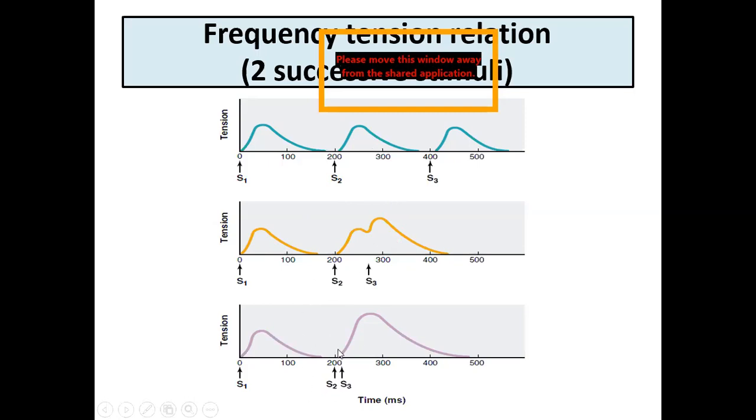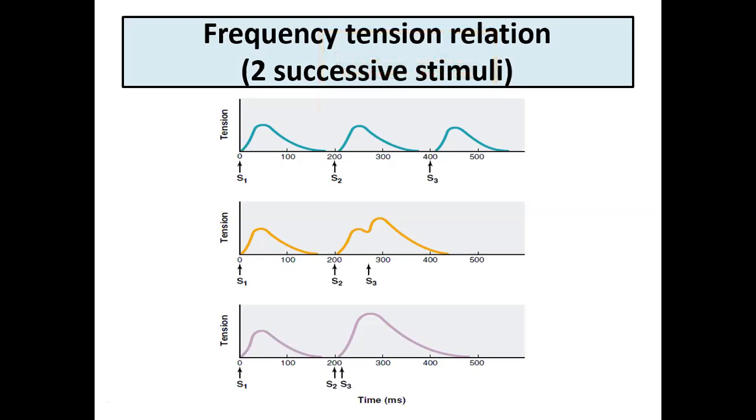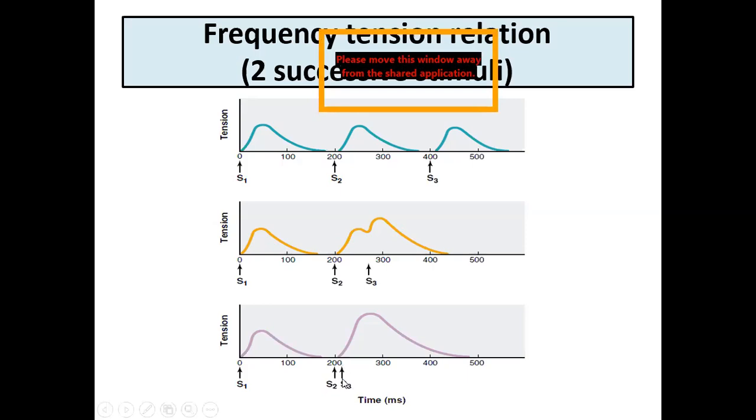Now the third graph, if you see here, what has happened here? Where is the third stimulus applied? Together with the second stimulus. Yes. So which period of the simple muscle curve are we applying the third stimulus? Latent period. Is it the latent or is it the contraction period? Contraction period. Okay, the contraction period.